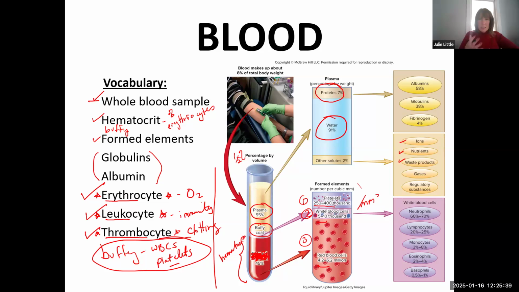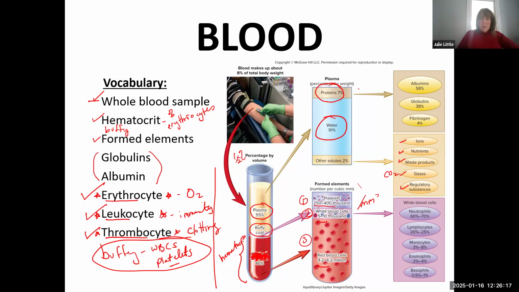If we take in proteins and eat proteins, then we have to get rid of the nitrogenous waste. We're going to do that with our kidneys, but that would be an example of a waste product, nitrogenous waste. Another example would be, this would be counted as a gas and as a waste product, but carbon dioxide is a waste product that we make by all of our cells, and it's carried in our plasma. And regulatory substances is a very vague term, but think of maybe hormones, something along those lines, I guess.